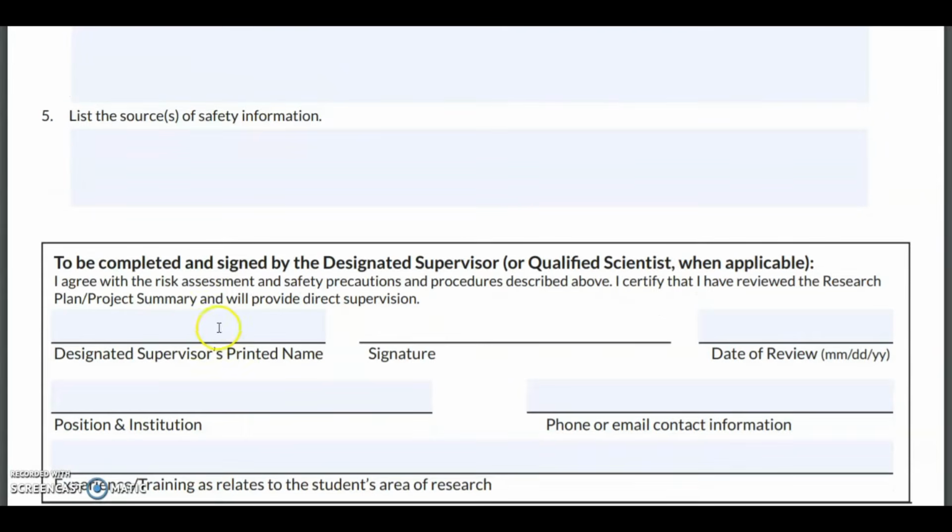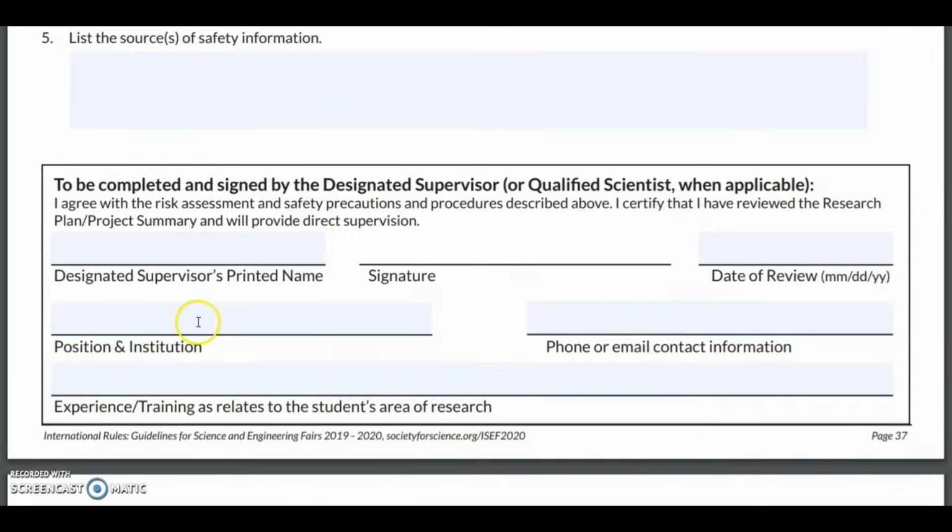At the bottom of this, you can see there is a designated supervisor's printed name. It should be completed and signed by the designated supervisor or the qualified scientist when applicable. And also the position and institution, and the experience or the training as it relates to the student's area of research.